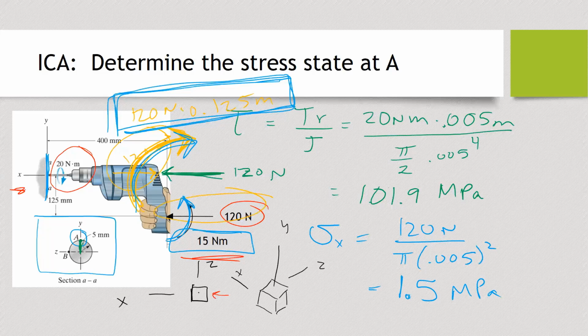But we know we're going to have this compressive stress. That's going to be the 1.5 megapascal. So even though we got a positive number, you know that it is compression. And then you have your shear stress. So once again, you have to figure out what direction that shear stress is acting.